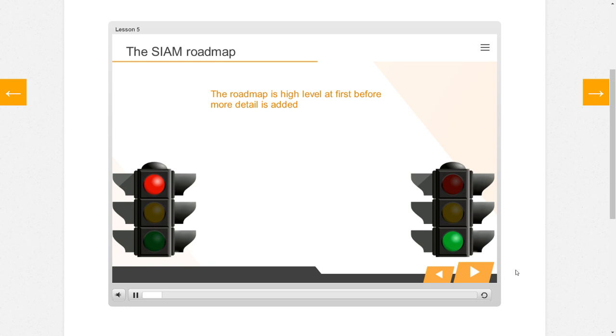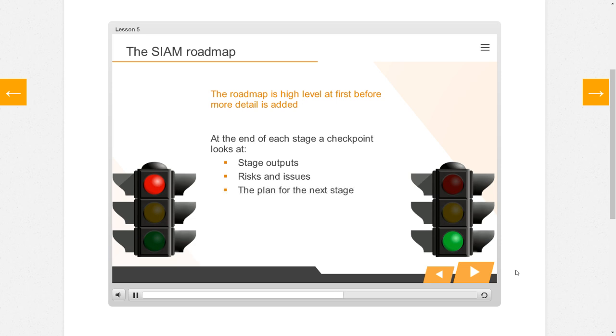The roadmap begins with high-level requirements and the vision for SIAM. As the stages progress, more detail is added and the requirements become clearer. At the end of each stage, there will be a checkpoint. The checkpoint will look at areas including the stage outputs. Are they complete? Do they meet expectations? Any risks or issues that have been identified? The plan for the next stage.